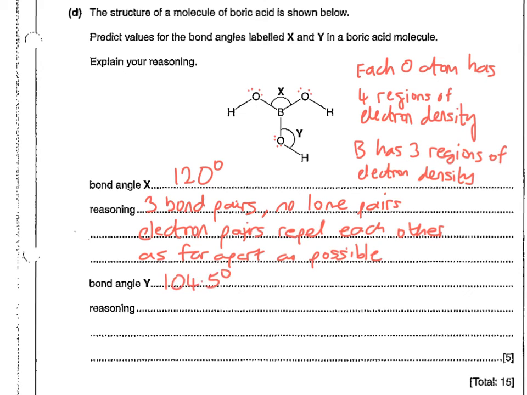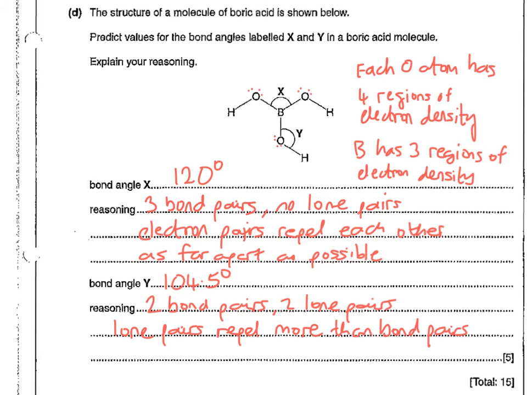So the bond angle Y will be 104.5 degrees because you may have spotted that it's very similar to water, analogous to water. And again we can list the bond pairs and the lone pairs here, but be careful of just saying electron pairs repel each other as far apart as possible a second time and expect to pick up a mark for it twice. They'll want something a bit more specific or sophisticated than that. And the key here is the fact that you've got 2 different types of electron pairs. So the new piece of information you'd need here to pick up your 5th mark would be lone pairs repel more than bond pairs.